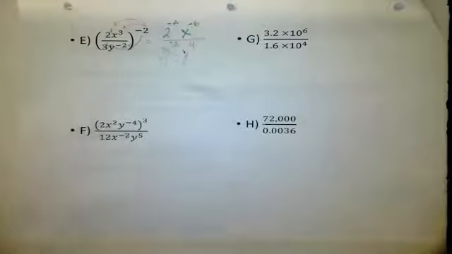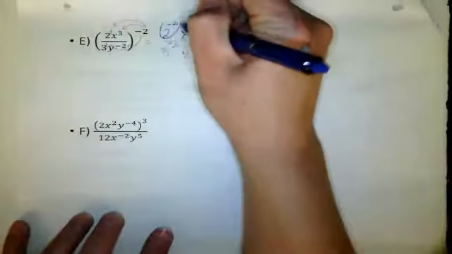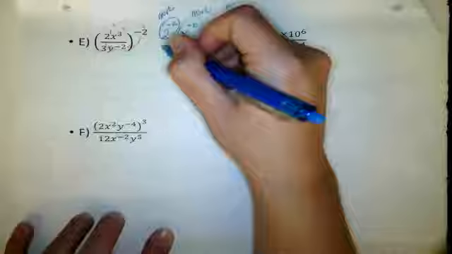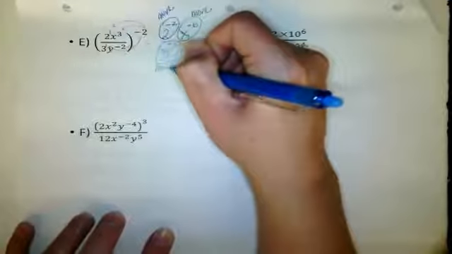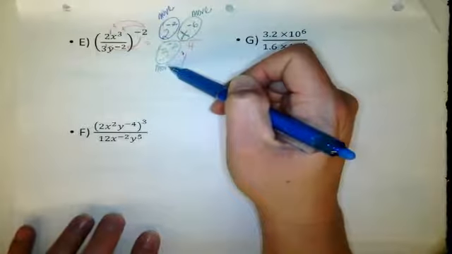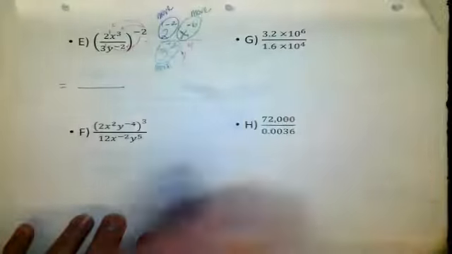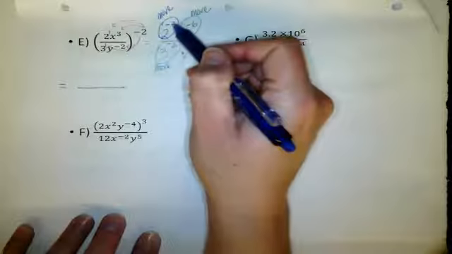Now, what do I do with all those negative exponents? What does 2 to the negative 2 want to do? Move. Where does he want to move? X to the negative 6 also wants to move. 3 to the negative 2 also wants to move. He's downstairs. Where does he want to move to? Upstairs. Yes.